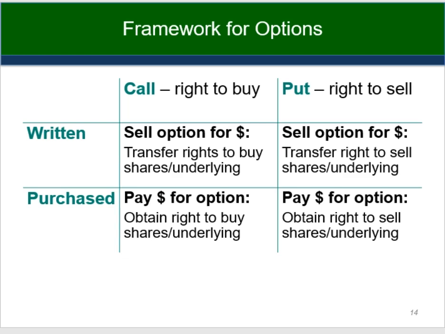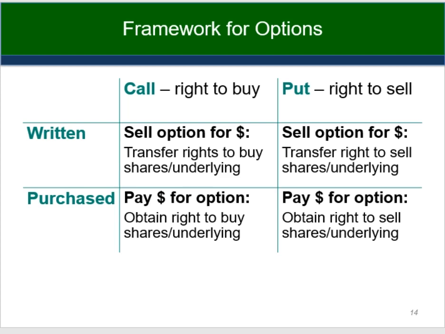So you would pay a premium for the option. The writer would sell the option for a premium. They would receive the premium. And the purchaser would have the right to buy the shares or underlying instrument at the exercise price at some time before the expiry of the option.